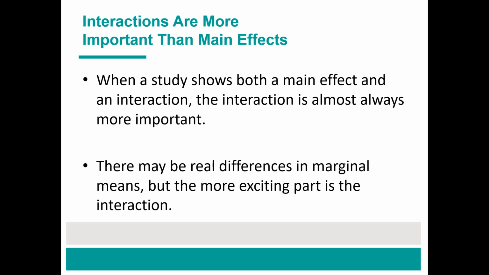It's important to note that when a study shows both a main effect and an interaction, the interaction is almost always more important, and that there may be real differences in marginal means, but the more exciting part is the interaction. For example, DeWall's study on alcohol, aggression, and body weight found a main effect for body weight and for alcohol intake, and a significant interaction between body weight and alcohol intake. But the main effect for alcohol intake actually hides the fact that there's an interaction. However, the interaction finding is actually the more interesting part of the overall results.